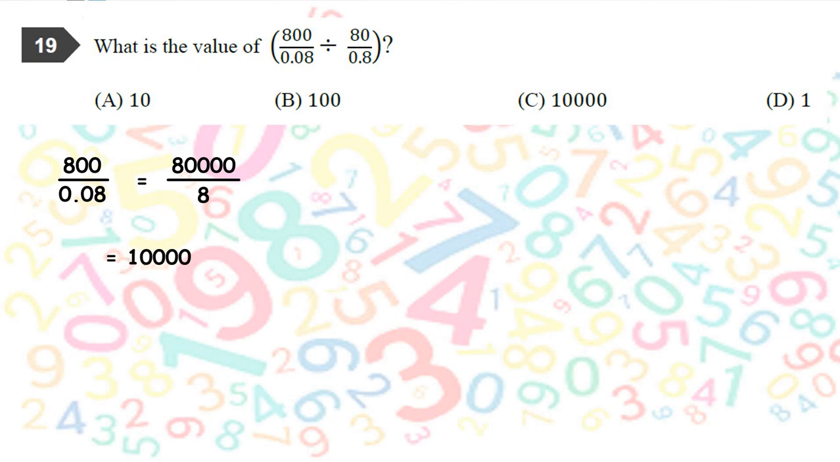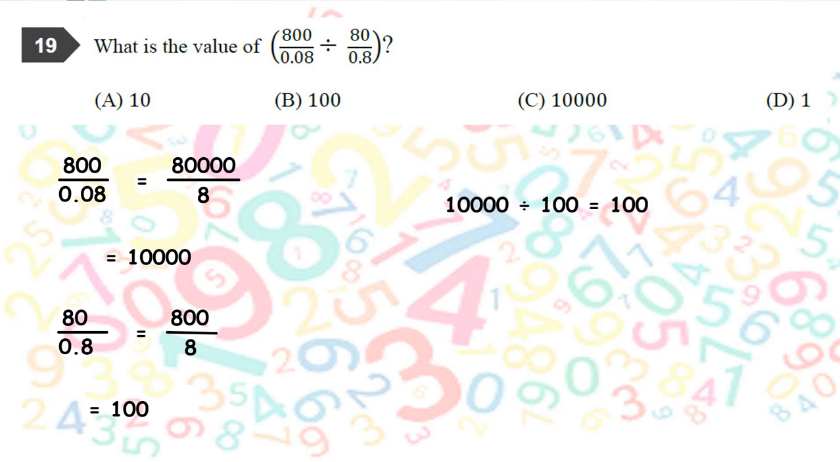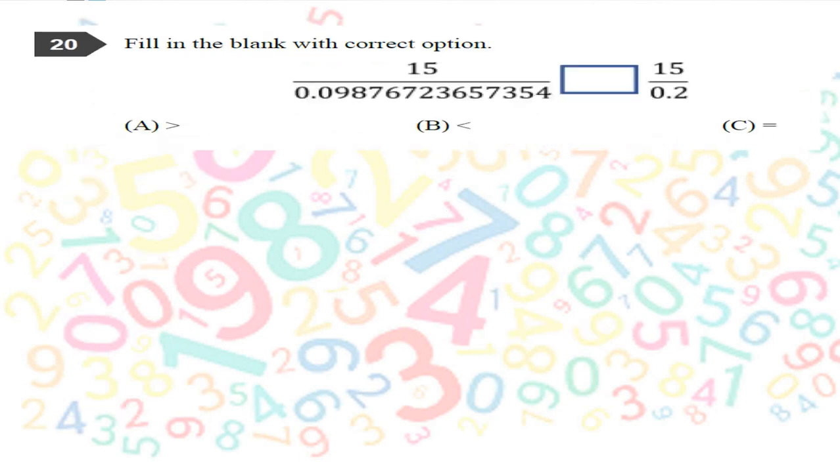10,000. Next, 80 by 0.8 will be how much? Same way, correct, 800 by 8. So it will be 100. Now we will simply divide 10,000 by 100. That will be 100. So which option is correct? Option B is correct.